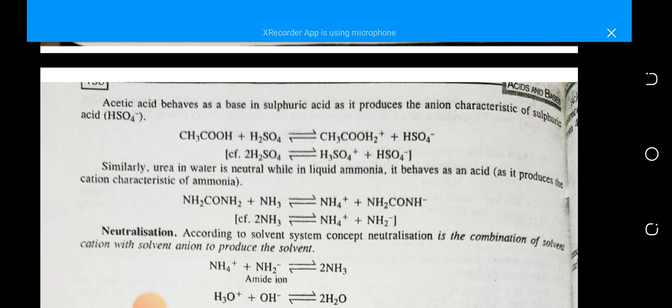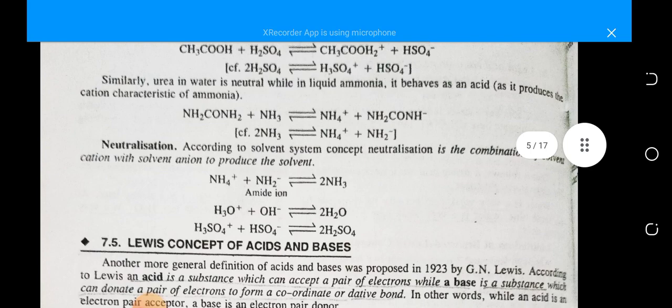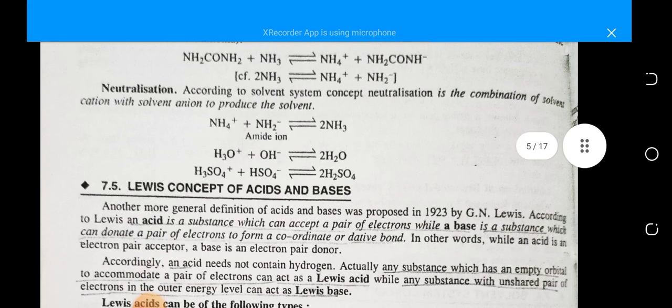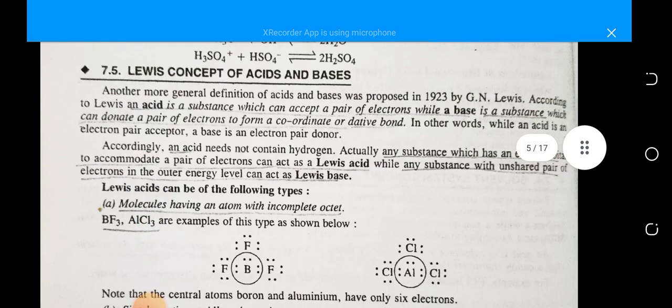Similarly, urea in water is neutral while in liquid ammonia it behaves as an acid as it produces the cation characteristic of ammonia. Neutralization. According to the solvent system concept, neutralization is the combination of solvent cation and solvent anion to produce the solvent.